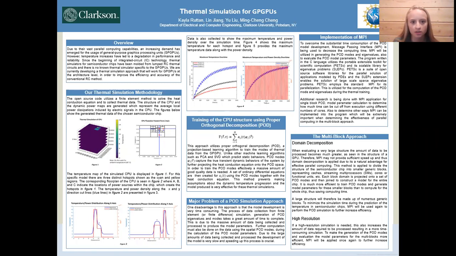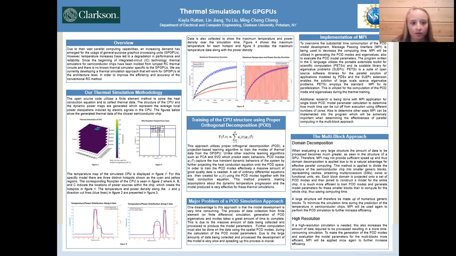Today I will be presenting on thermal simulation for GPGPUs. Due to their vast parallel computing capabilities, an increased demand has emerged for the usage of general-purpose graphic processing units. However, temperature increases have led to a degradation in performance and reliability.